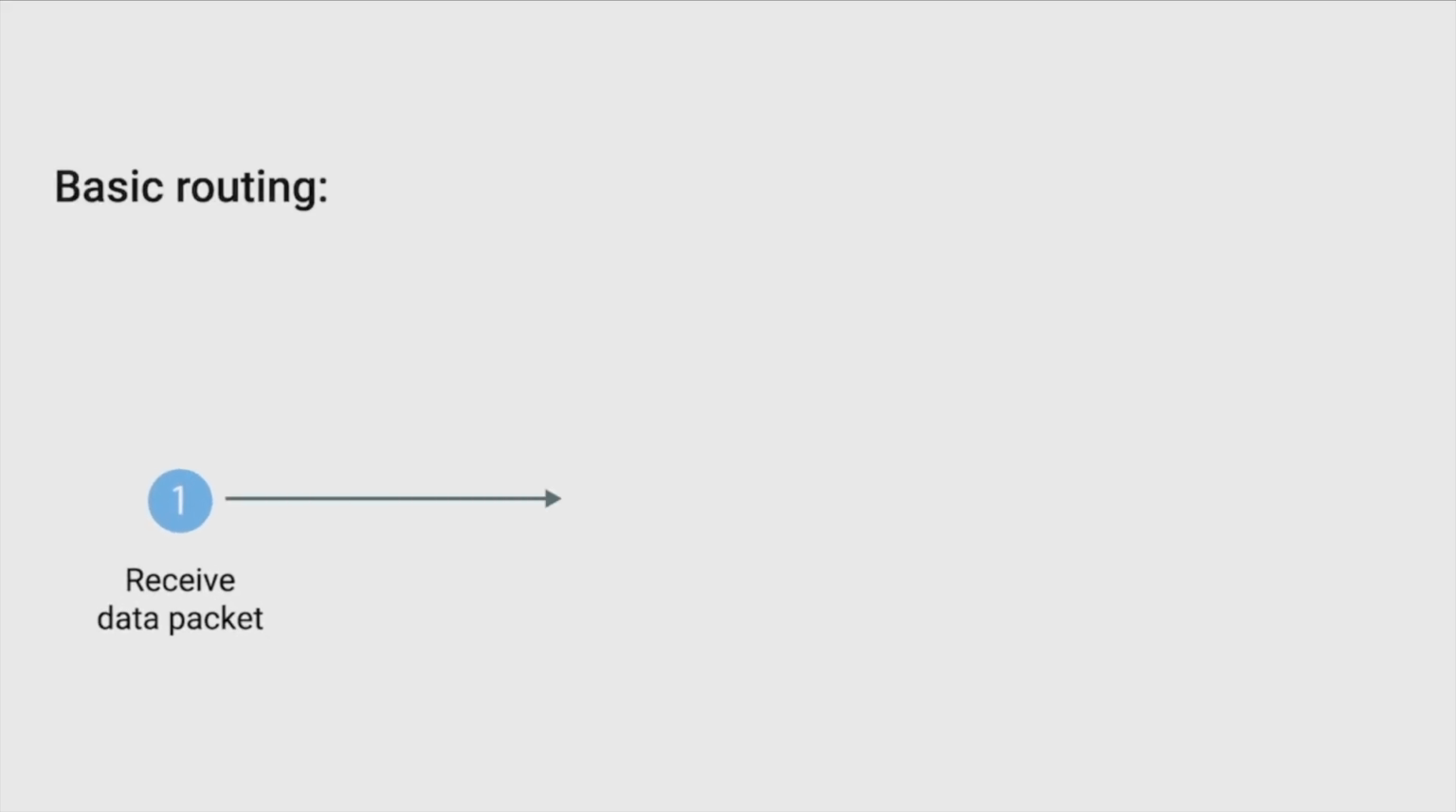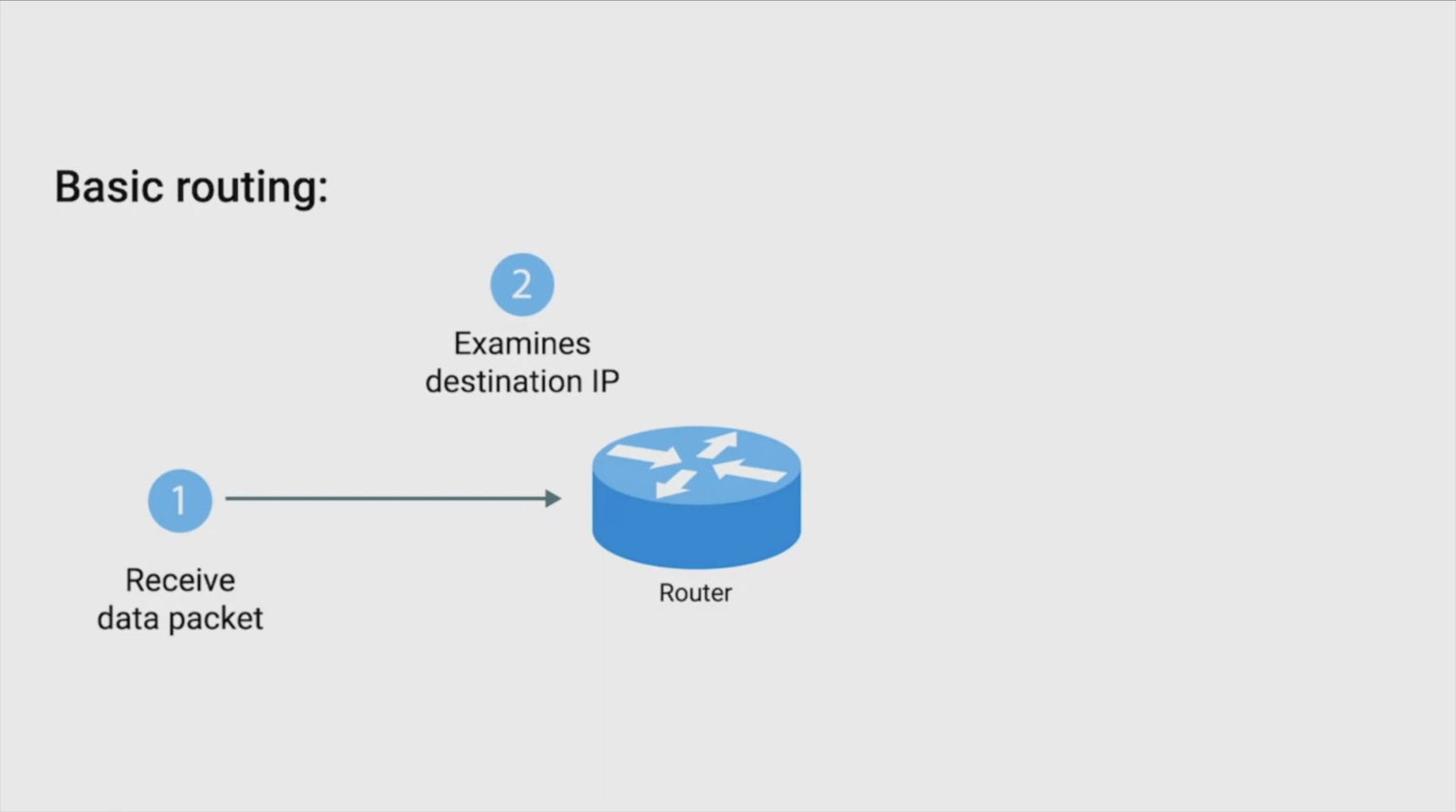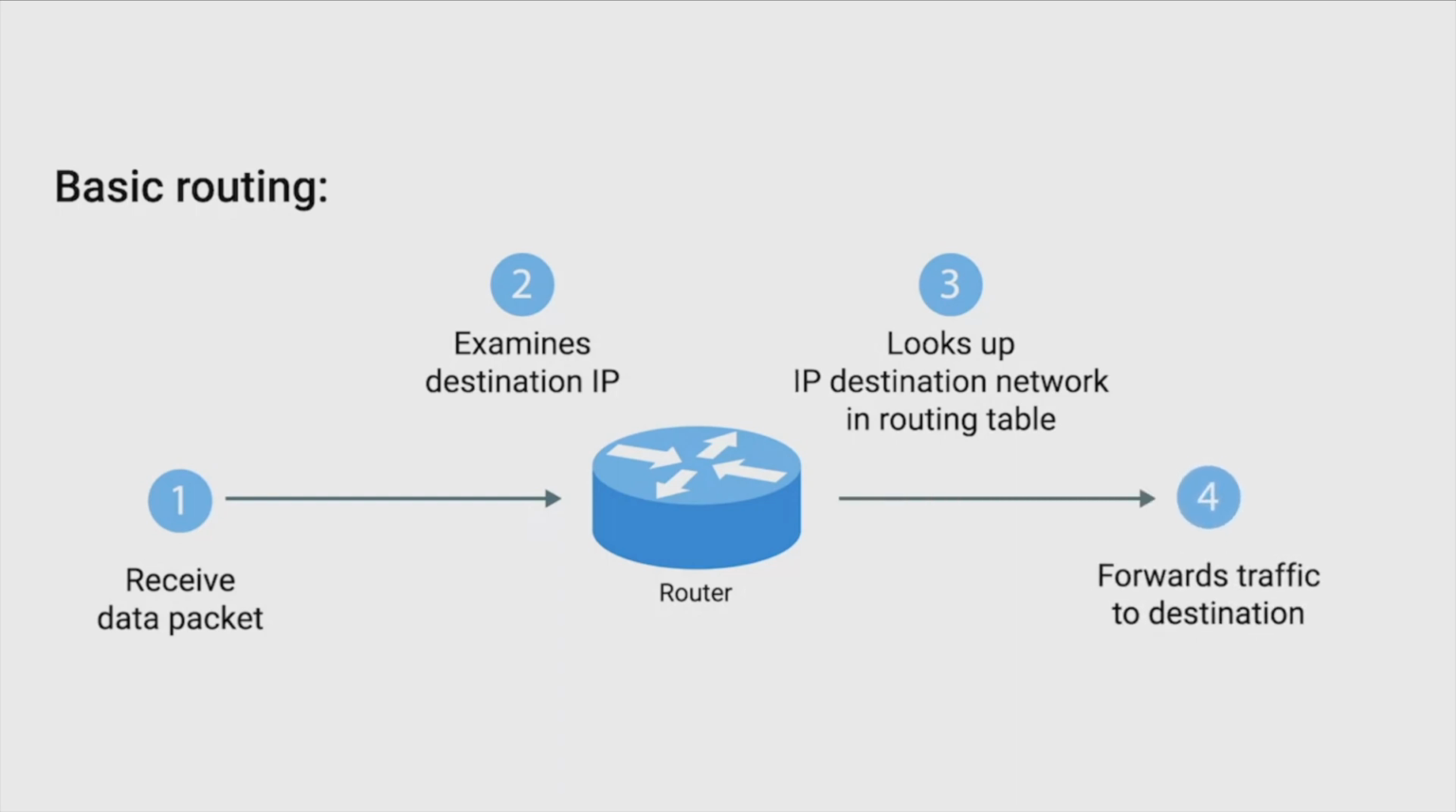Let's break down the basic steps of routing. A router receives a packet of data on one of its interfaces. The router examines the destination IP address of this packet. It looks up the destination network in its routing table. The router forwards the packet to the interface closest to the remote network, based on the information in the routing table. This process repeats as needed until the data reaches its destination.